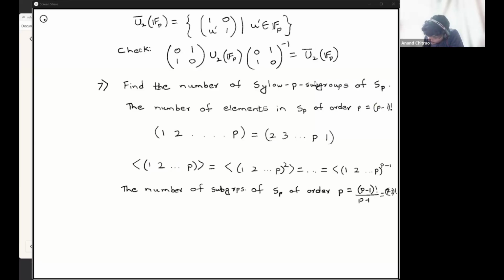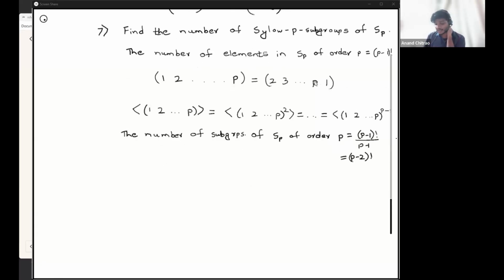So that's (p minus 2) factorial. Is this visible? I hope it's visible. Maybe I'll write it here. Okay, the number of subgroups of S_p of order p are these. So that's the same as the number of Sylow p-subgroups of S_p.